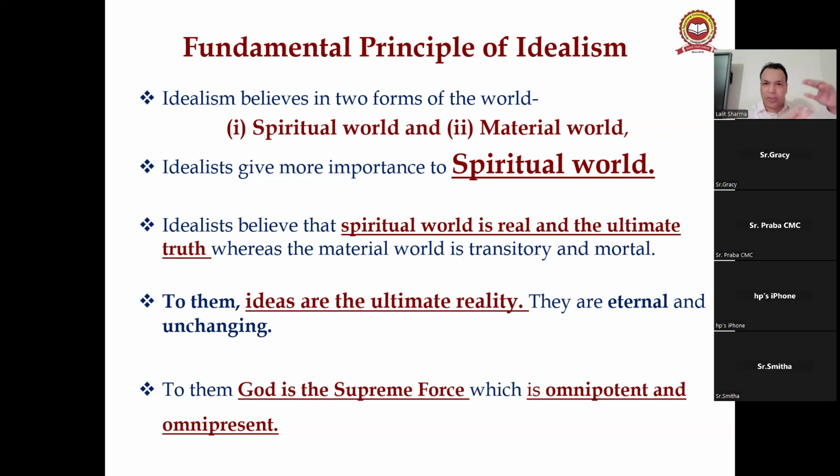Like there is a shadow, so this is a shadow. We are moving in the shadow, right? After 70 or 80 years, okay, there is another place where we have to go. This is the spiritual world. Okay, so that's why they have said that mind and soul can't be separated. The higher the mind, the higher the soul. Right, guys? Third is the idealistic belief that the spiritual world is real and the ultimate truth, whereas the material world is transitory and mortal.